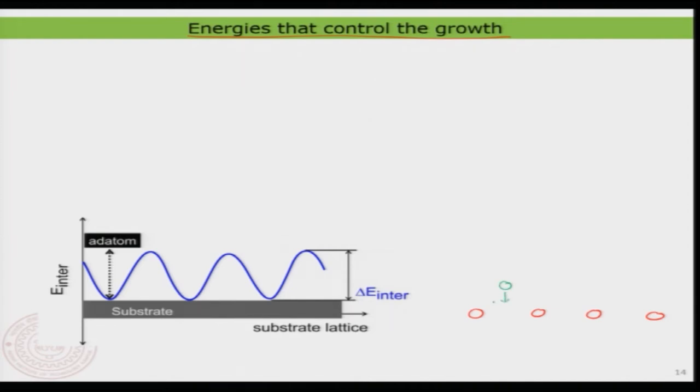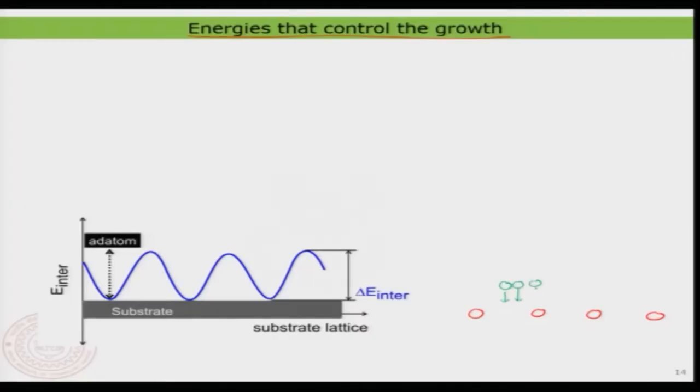But I have already told you it is not necessary that the atom is always adsorbing on top of a void site. It can adsorb at any site. For example, the atom can adsorb at this point, and the atom can also adsorb at this point here. But of course, the top site is normally the least energetically favorable, and the so-called void site is the most stable site.